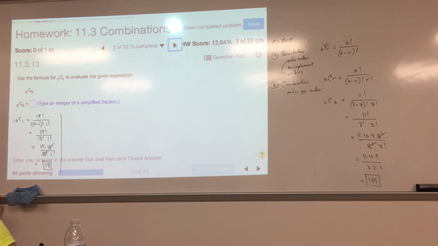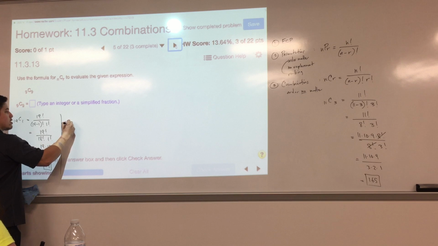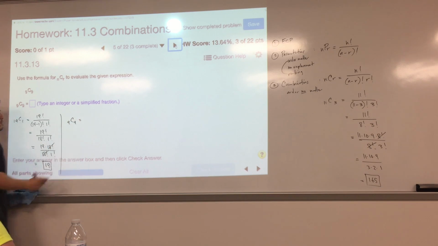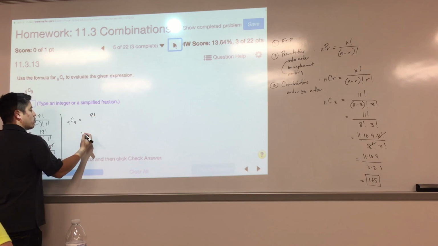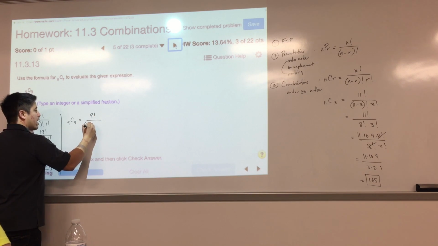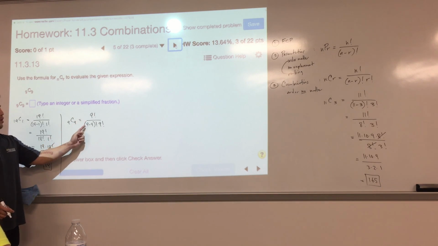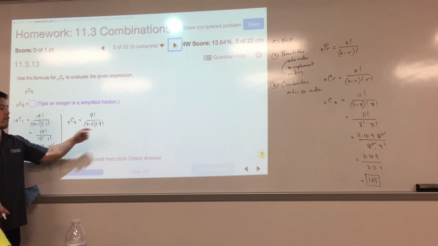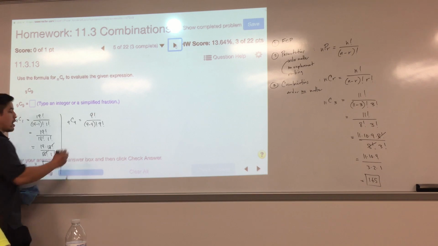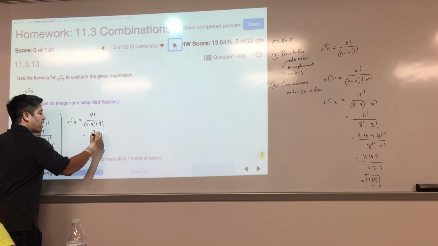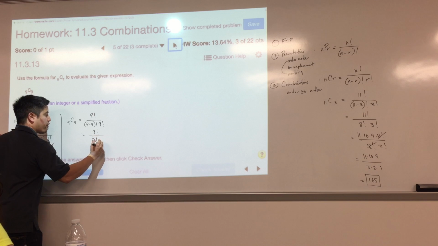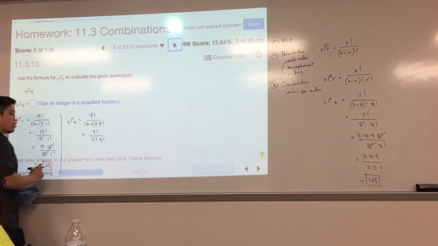All right, how about this one? Let's take a look. 9C9, maybe it's 1. Let's go set it up. 9 factorial over 9 minus 9 factorial, 9 factorial. Everybody agree? There's your N, there's your R. N factorial, N minus R factorial, R factorial. With me so far? Okay, so this is going to be 9 factorial over 0 factorial, 9 factorial.